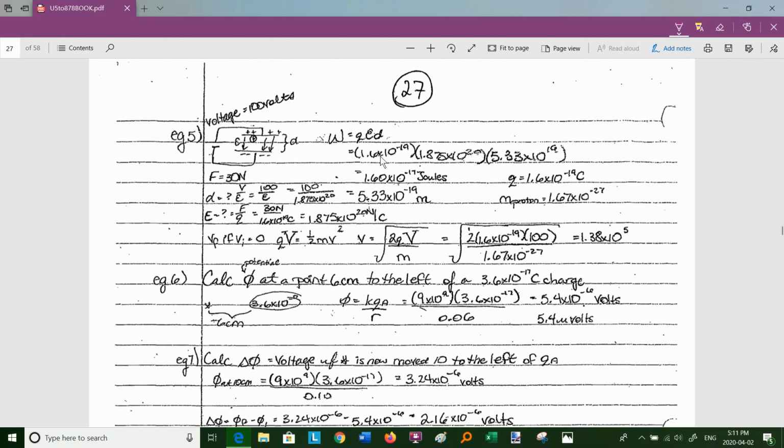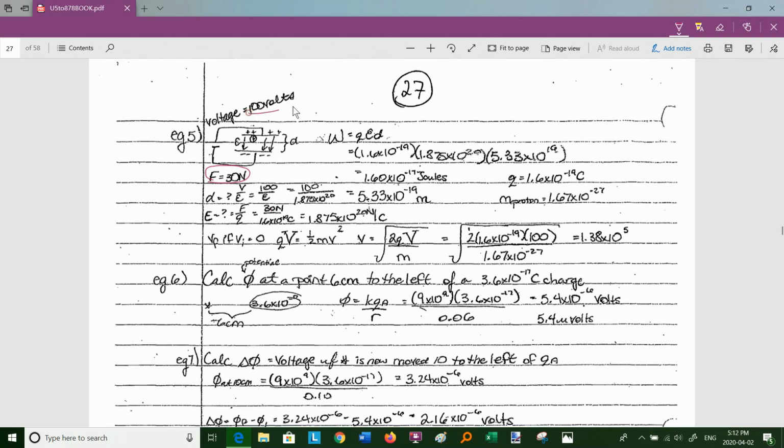The distance between the plates is the voltage over the electric field, 100 over the electric field, 1.875 by 10 to the 20th. Where am I getting the electric field from? Oh, it tells me the force. It gives me the force is 30 newtons. It's a uniform electric field. But in general, F equals QE. So the electric field is 30 newtons over 1.6 by 10 to the minus 19 coulombs. So I get 1.875 by 10 to the 20 newtons per coulomb.